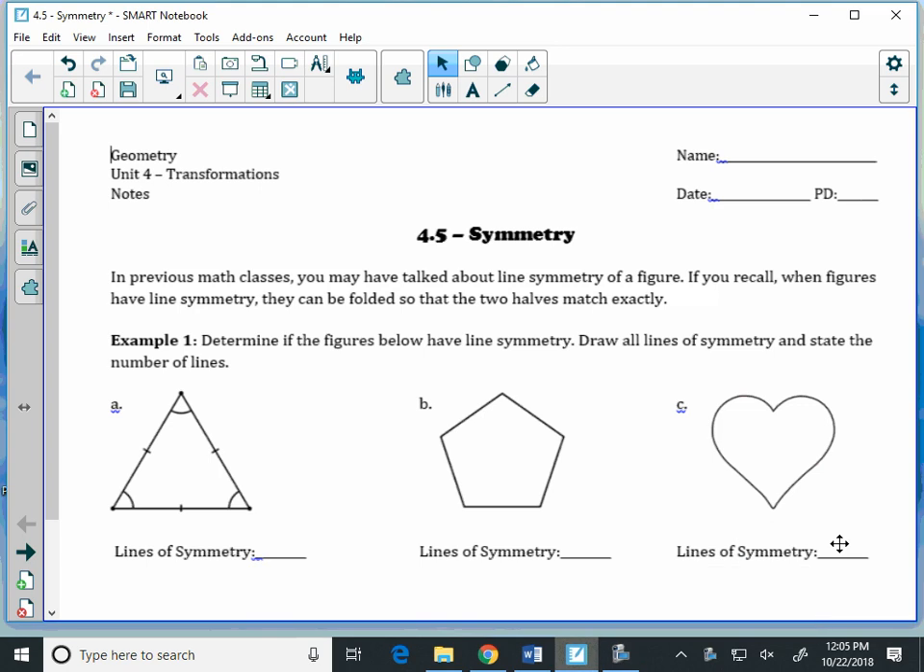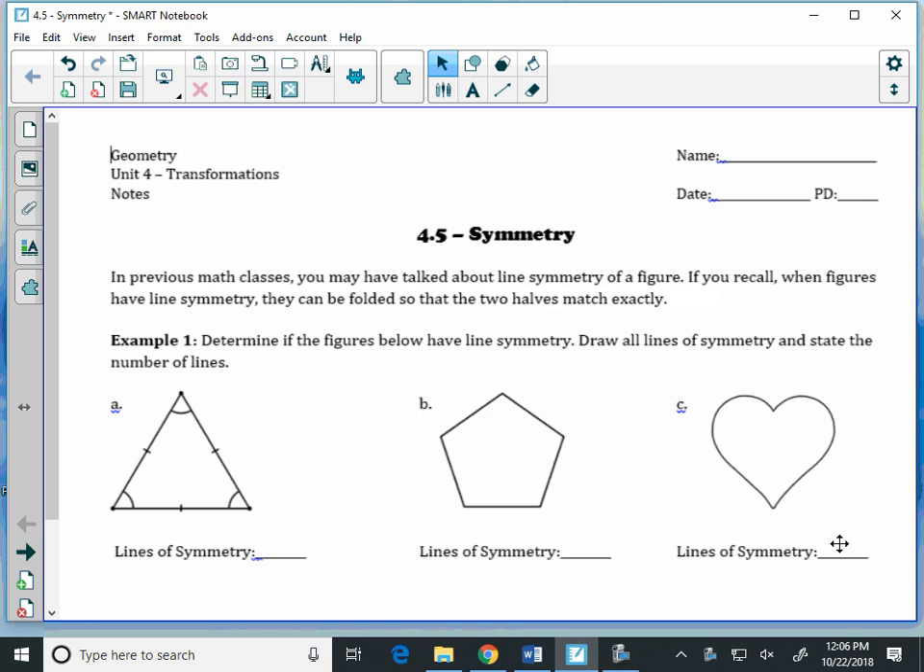We're going to take a look at symmetry today. You maybe talked about symmetry in a previous math class, and the type of symmetry you talked about was line symmetry. If you recall, when figures have line symmetry, they can be folded so that they match. So line symmetry is where you draw a line through a figure, and you fold the figure on that line in half. Everything will match up perfectly. Okay?